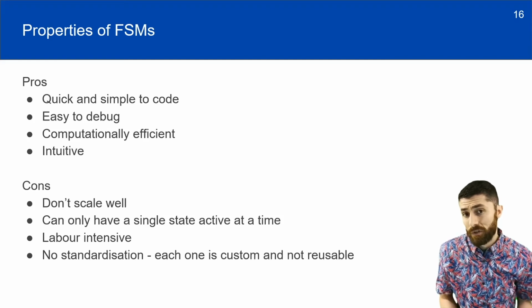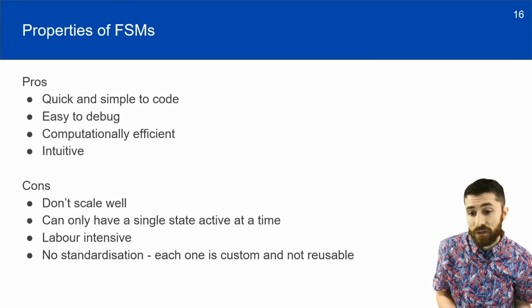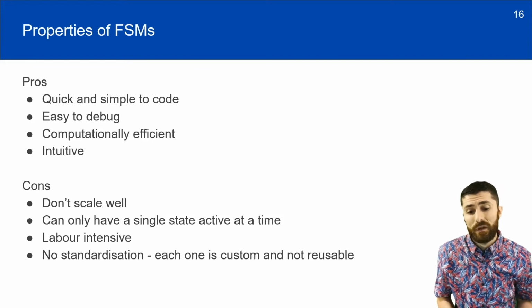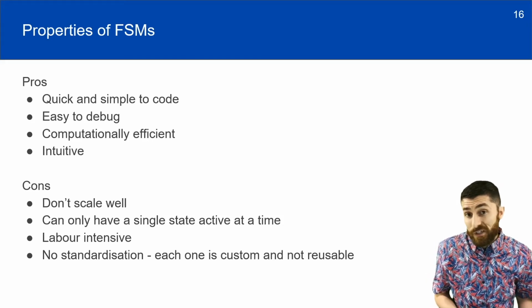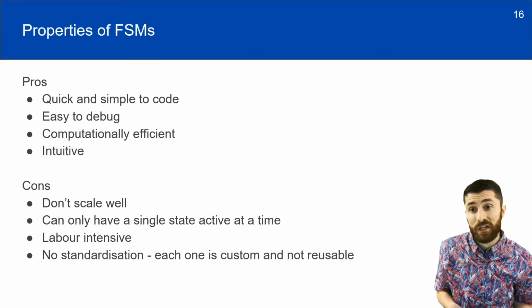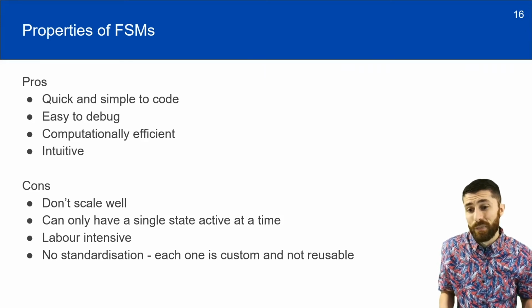However, there are some cons. They don't scale well, and what I mean by that is that once you have lots of states, it can become a bit difficult to manage. The other con is that they can only be in one state at any one time, which means that sometimes you might have an AI agent that has to be in two states, and trying to mitigate that or deal with that scenario becomes a bit of an issue, but we'll get onto that.